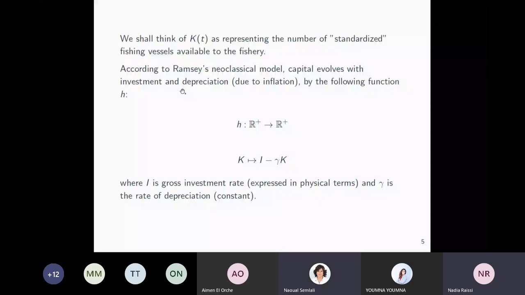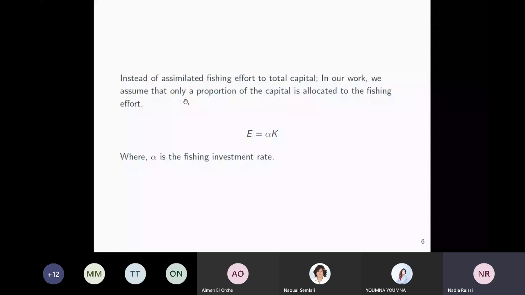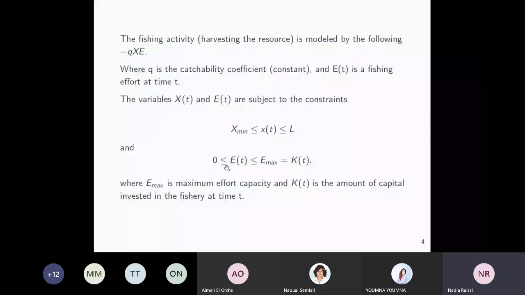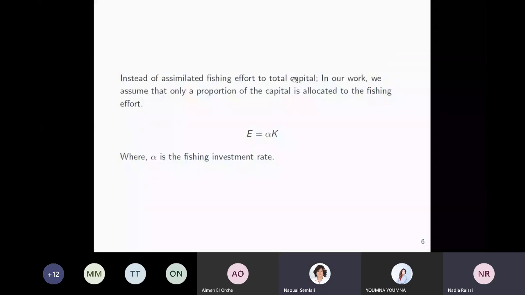So this one is a new thing. Because here you can see that E is between 0 and K, all we do is normalize by dividing everything by K. And we have a new variable, alpha, which is equal to E divided by K, which is between 0 and 1. So this is just to substitute E by K or K by E.